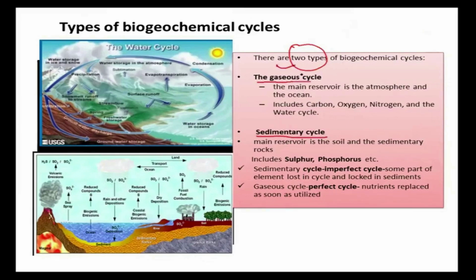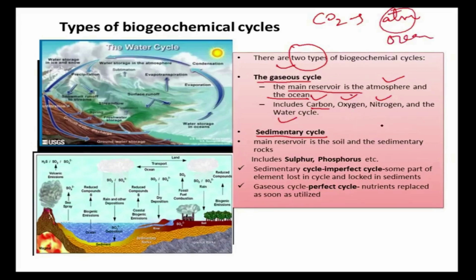So in gaseous cycle, the main reservoir is the atmosphere and the ocean. For example, carbon cycle, oxygen, nitrogen, water cycle. It means carbon dioxide's major reservoir is the atmosphere and also the ocean. Oxygen's major reservoir is in the atmosphere. That's why they are called the gaseous cycle. Nitrogen is also found in the atmosphere. So their main reservoir is the atmosphere and the ocean.